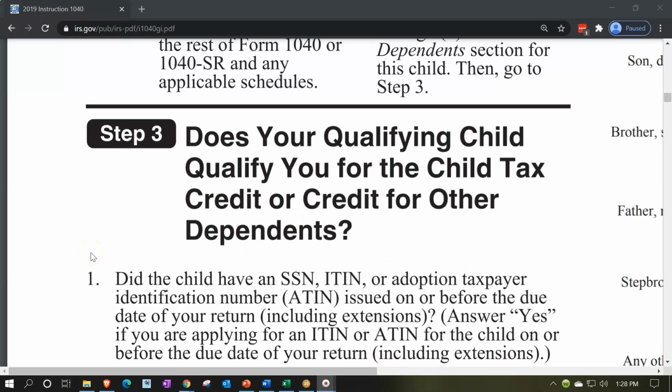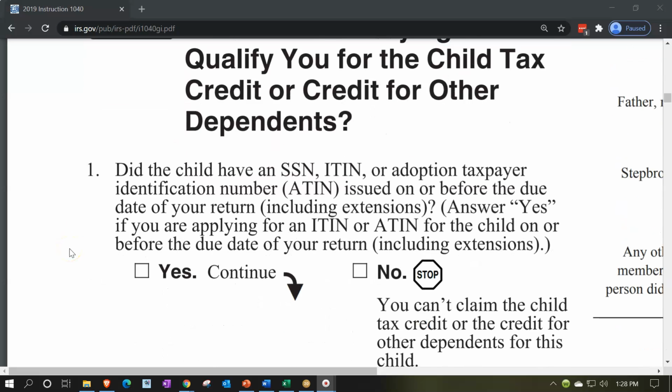So now we've talked about whether or not they're a qualifying child and whether a dependent. Next question here we have, does your qualifying child qualify you for the child tax credit or credit for other dependents? Now, once again, you would think that the first thing you'd want would be the child tax credit. If you don't qualify for that, then the credit for other dependents.